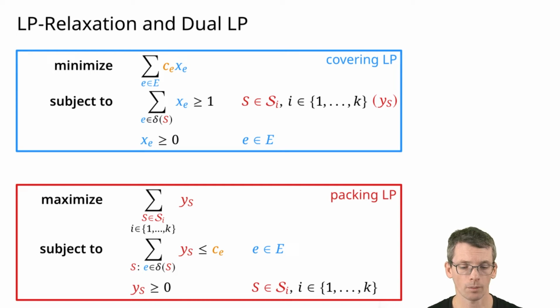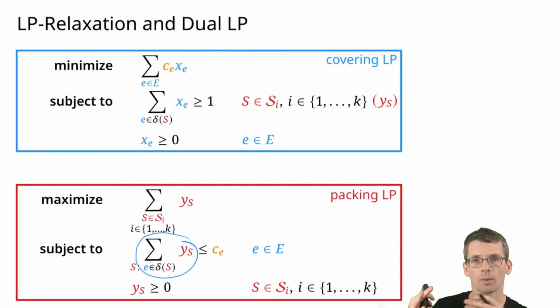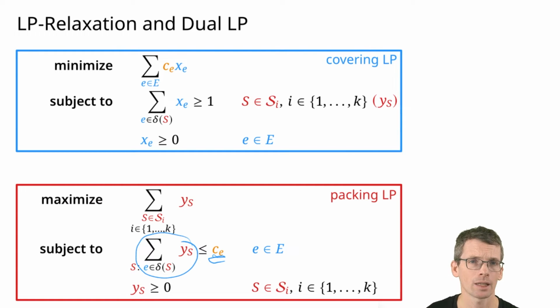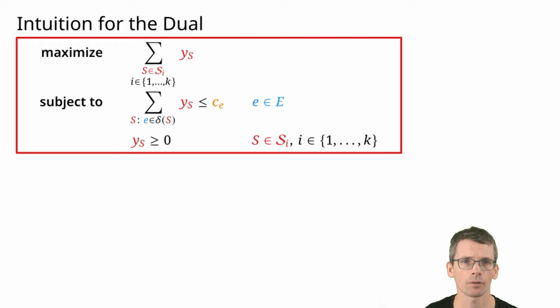So for set cover, the primal had very much this structure also, and we called it covering LP, and then the corresponding dual packing LP, and packing because I want to make ys as large as possible so that I can still pack it within this cost of C_e. Here there's also another nice intuition for the dual, and that is the following.